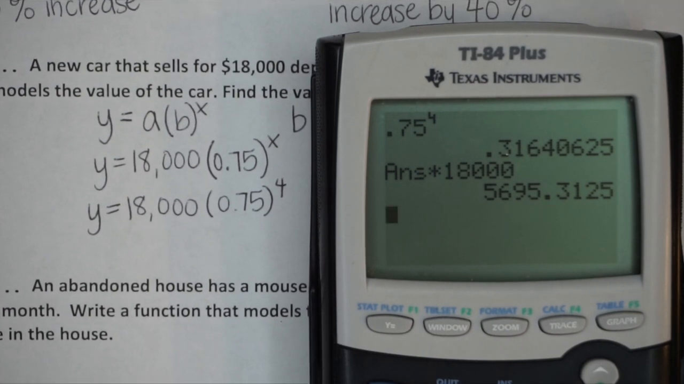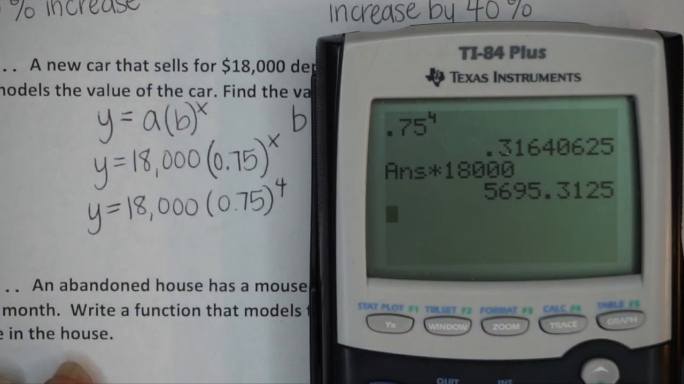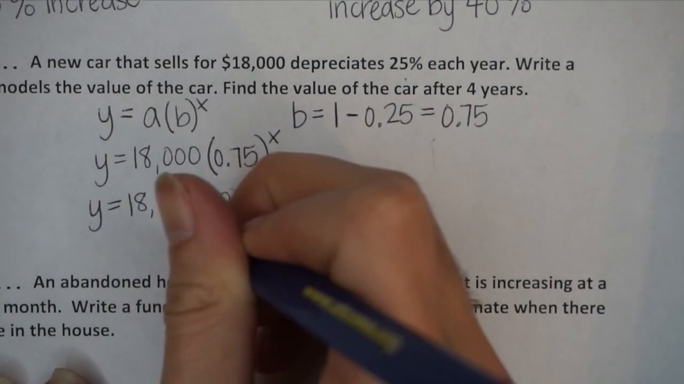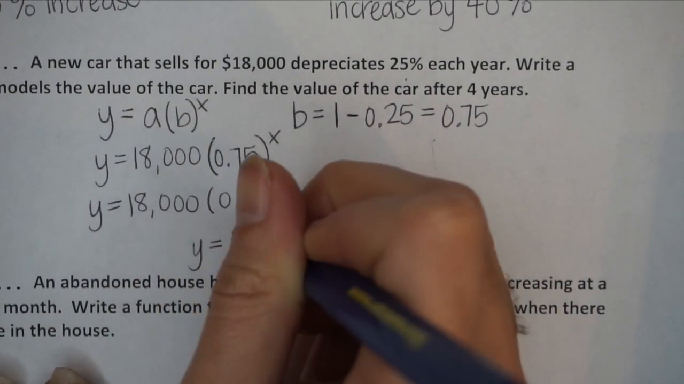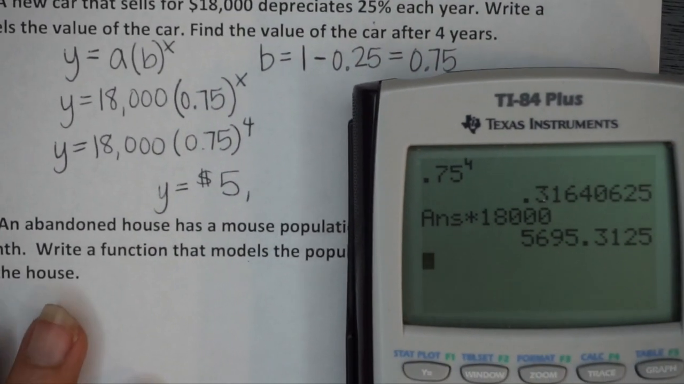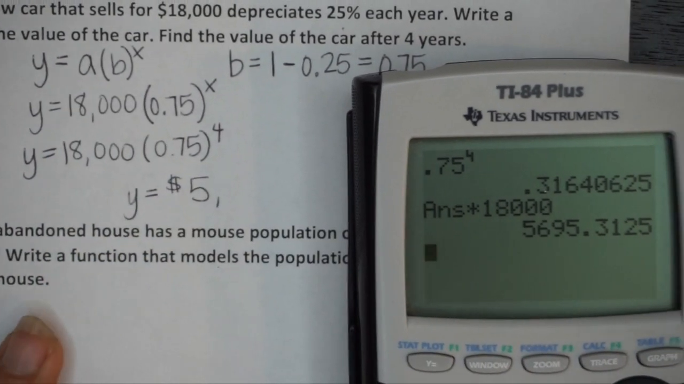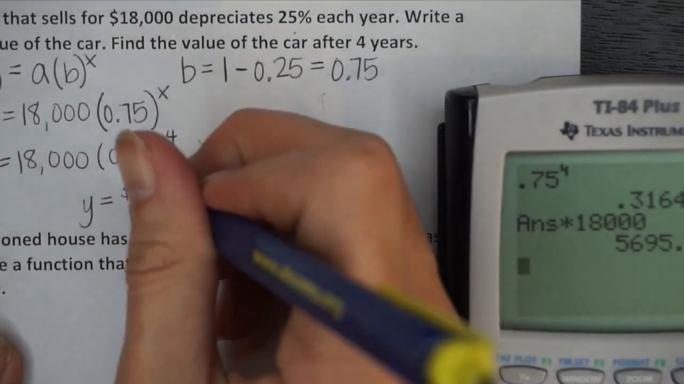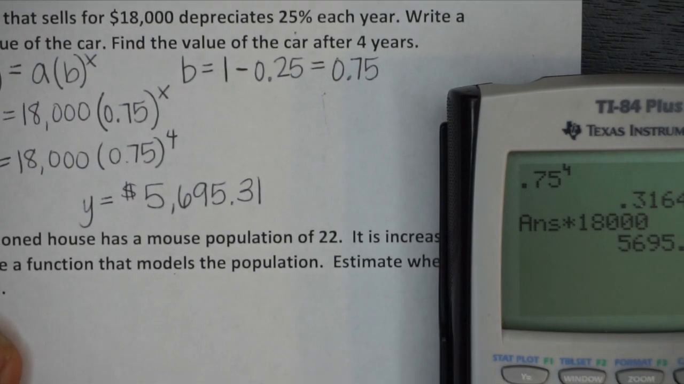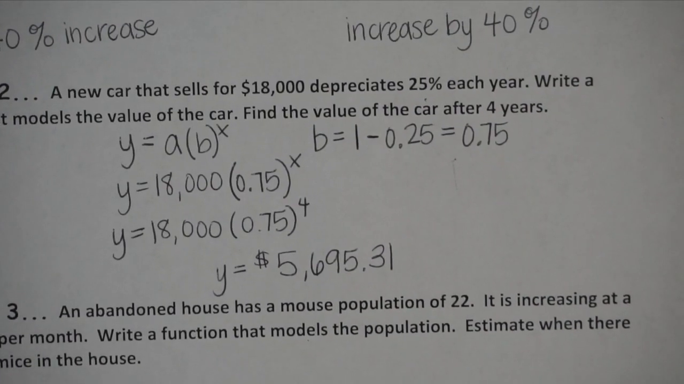I think rounding, since this is money, we're going to round to the nearest penny, which would be 2 decimal spaces. So we're going to say the value after 4 years is going to be $5,695.31. That is $695.31 of interest. All right, and that would complete that example.